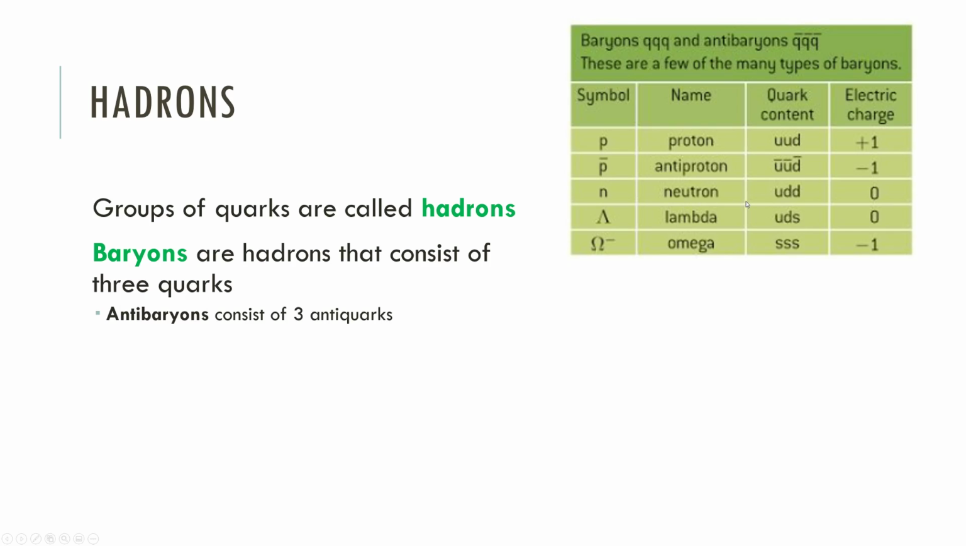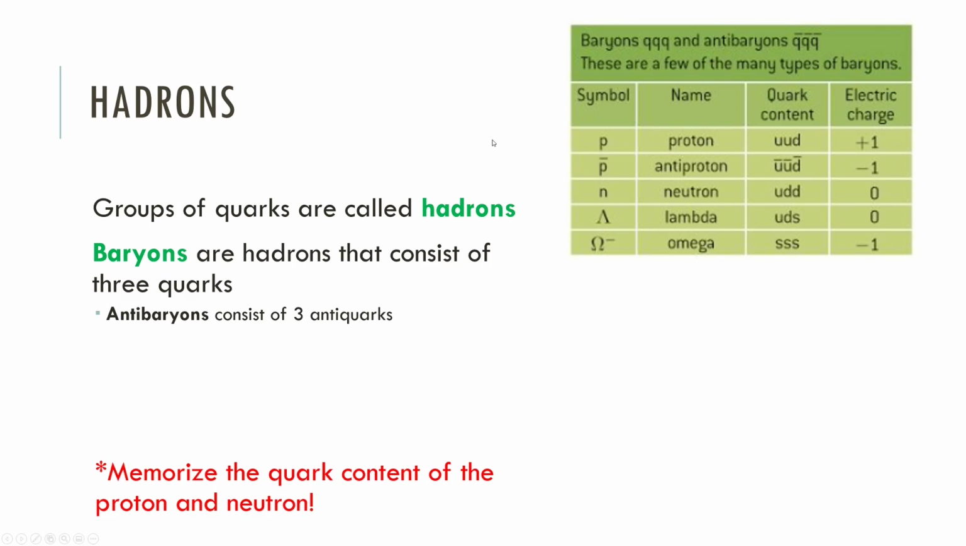You see here, there's a whole bunch of other ones. There's the neutron, of course, but then there's a lambda particle, an omega particle. There are hundreds and hundreds of particles made of quarks. There's lots of combinations we can make. So, of course, the proton and neutron are the most common, but there's literally hundreds of these particles.